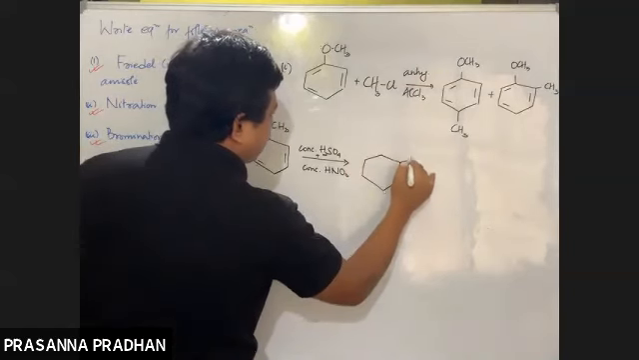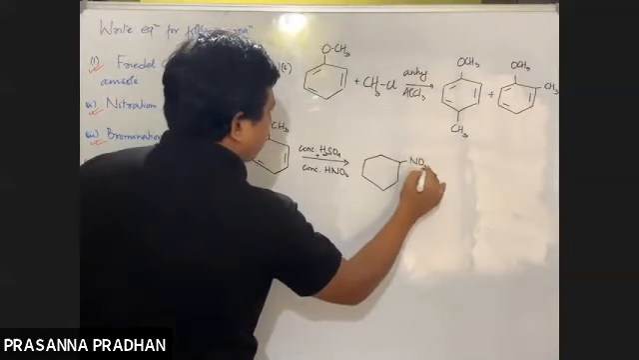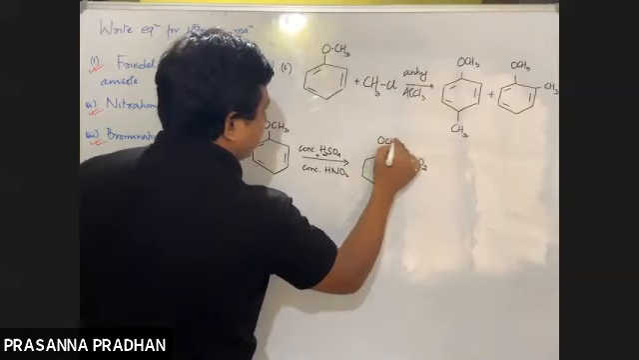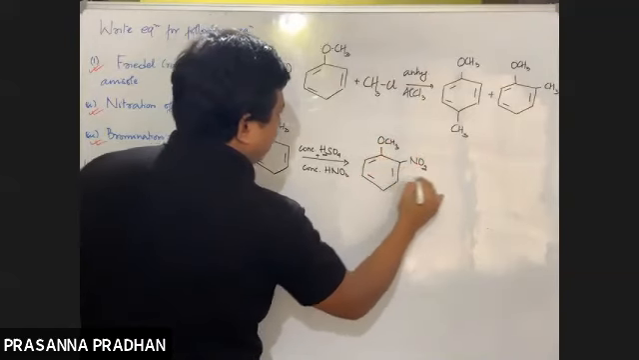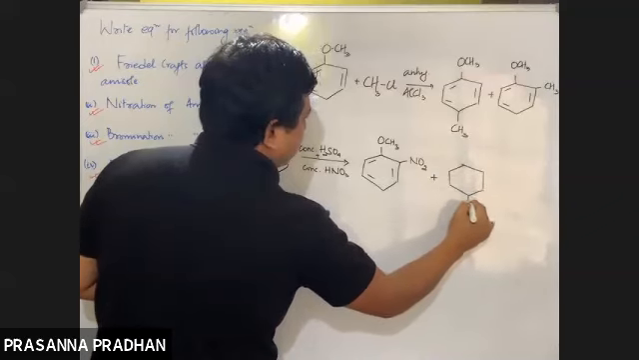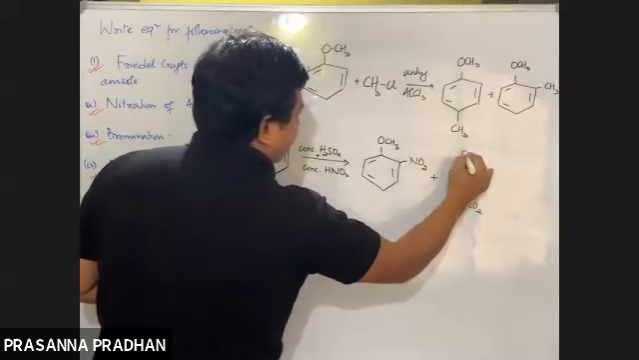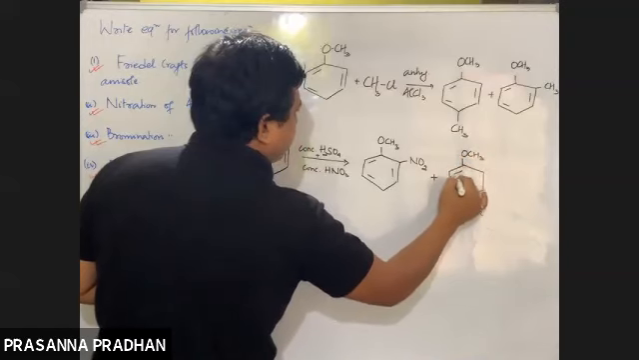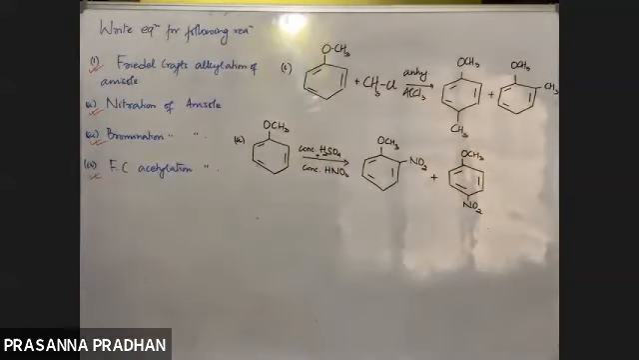Now one NO2 will come in the ortho position like this. Ortho nitro anisole. And one nitro group will come in the para position, and obviously which is the major product again? The para product is the major product.